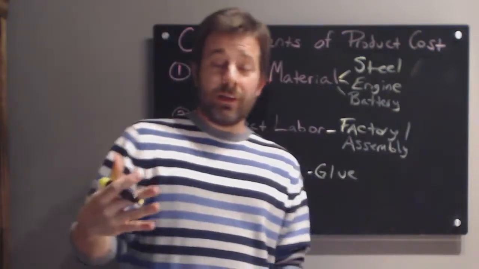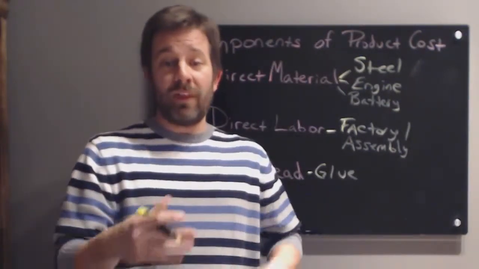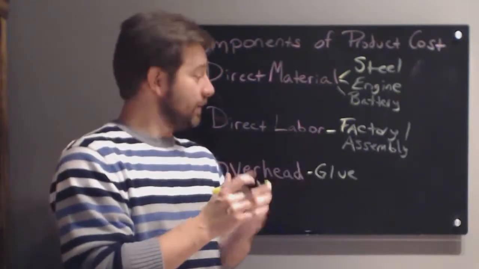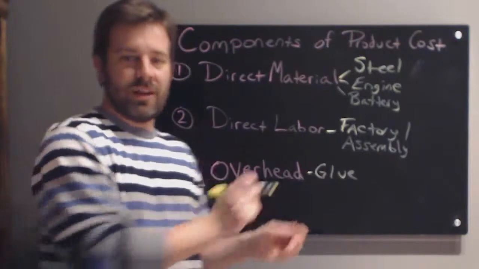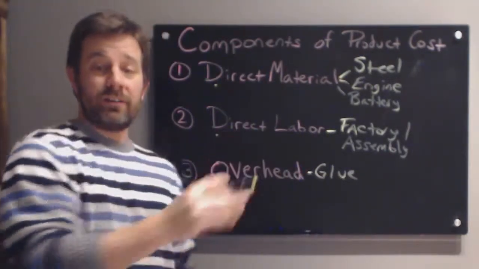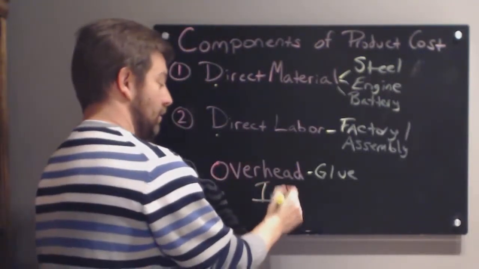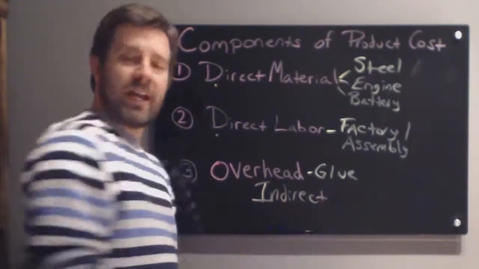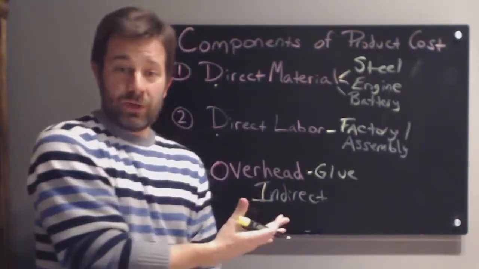Their regular wages, regular benefits and things like that, and the payroll taxes that go along with them, that's going to go into direct labor, okay? So that leaves us with overhead. Everything that is not considered direct material, not considered direct labor, is going to go into overhead. So all of our indirect labor and all of our indirect material is going to go into overhead.